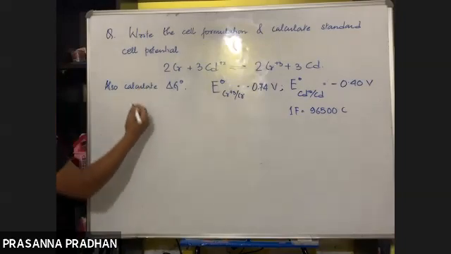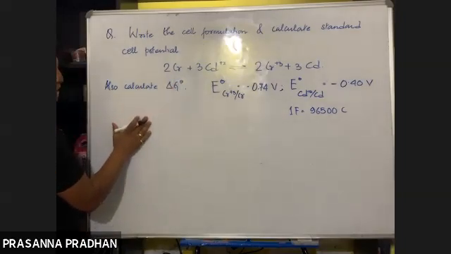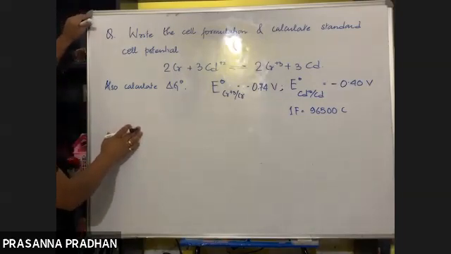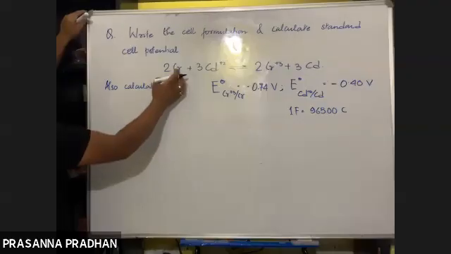So yes, what will be the cell notation? Left hand side, what do we write down? Say yes each time. Anode, anode, anode, what will be there? Cr to Cr plus 3. Oxidation. What is undergoing oxidation to what?